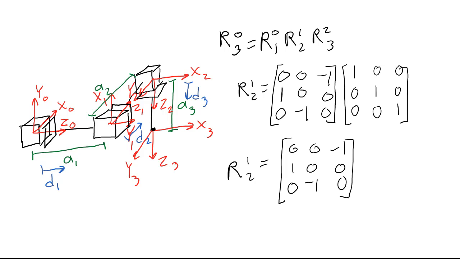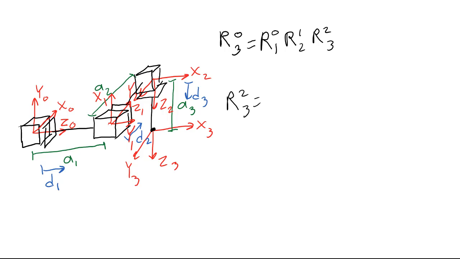Let's move on to R23. We'll start with the part of the matrix that represents the rotation between frame 2 and frame 3 before the joint variable has moved at all. Here, there is no rotation at all between frame 2 and frame 3 before the joint variable has moved. So this part of the matrix will be the identity matrix.